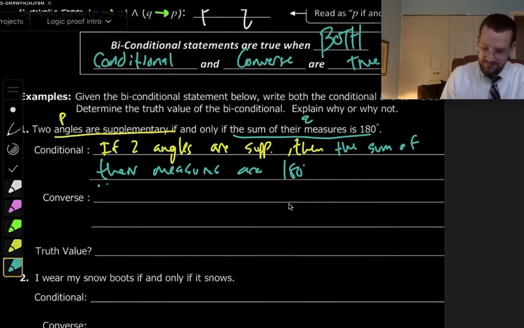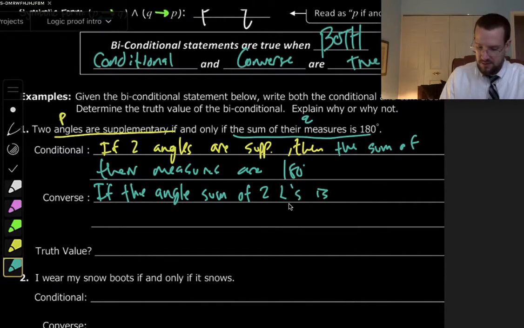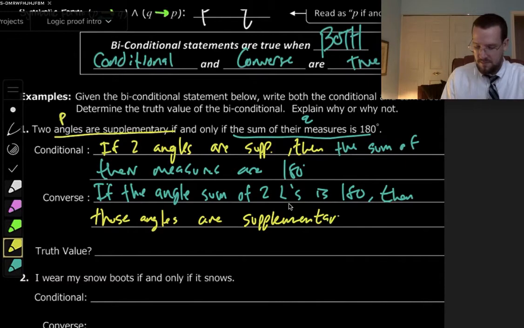If the angle sum of two angles is 180, then P: those angles are supplementary. And that's true. This is 100% true.